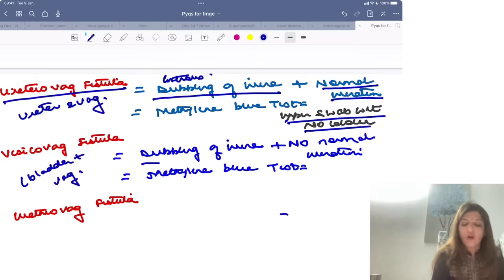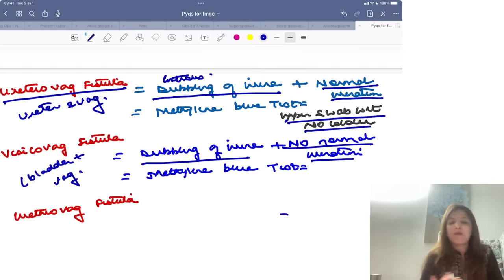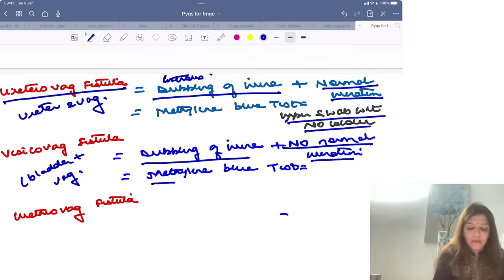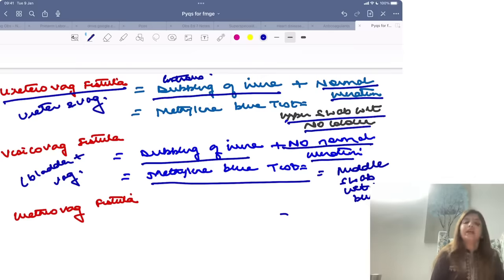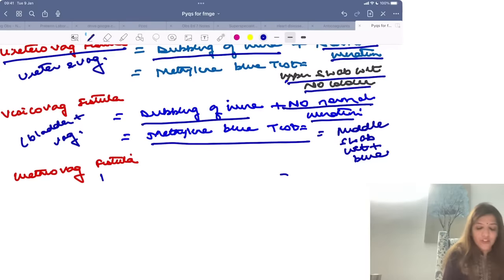In case of vesicovaginal fistula, when the fistula is between bladder and vagina, the patient will come to you with dribbling of urine, but there will be no normal urination. So, kabhi bhi patient ko normal urination nahi hoga, only dribbling of urine hoga. Jabki in ureterovaginal fistula, normal urination bhi hoga and dribbling bhi hoga. And when you will do a methylene blue 3 swab test in vesicovaginal fistula, middle swab will be wet plus blue in color.